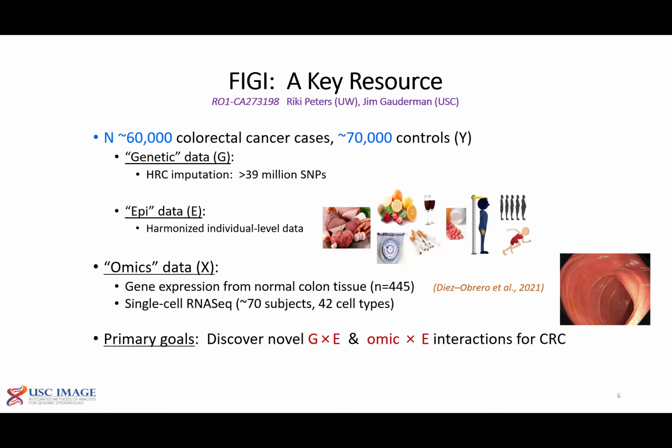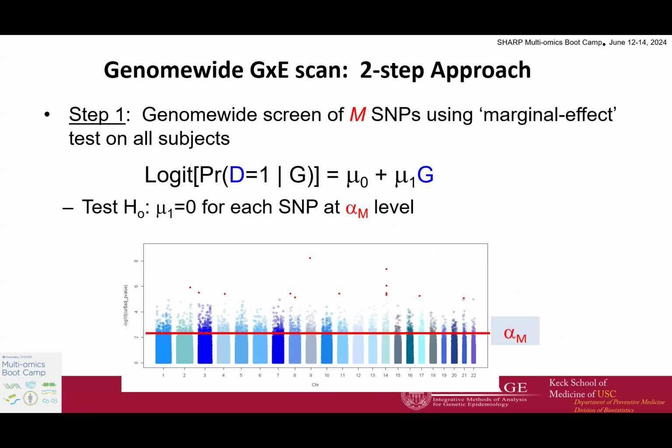Full genetic data, lots of epi data for a lot of exposures that are known to be related to colon cancer. Limited, but state-of-the-art omics data, and the primary goals of this project are to look for G by E and omic by E interactions. So we, in this group, are primarily focused on methods development, software development, and then downstream applications.